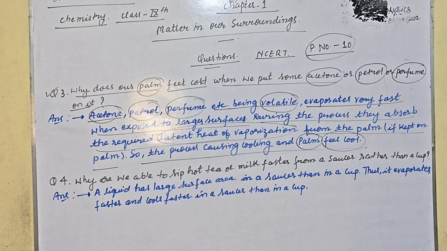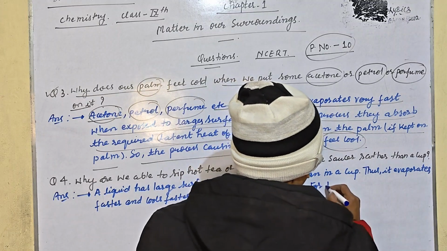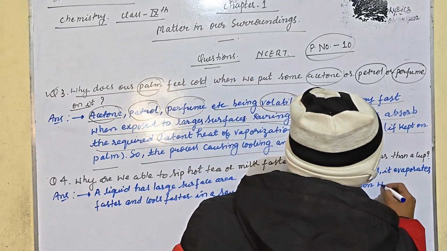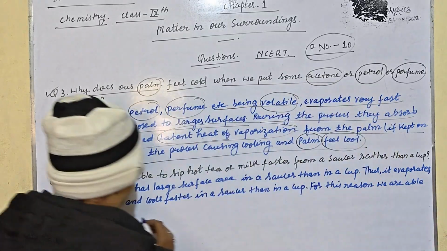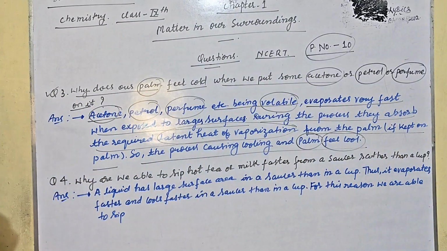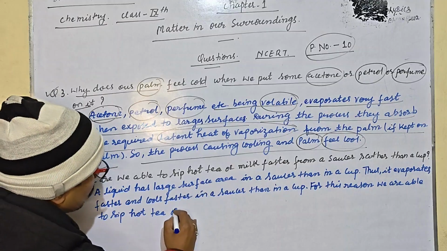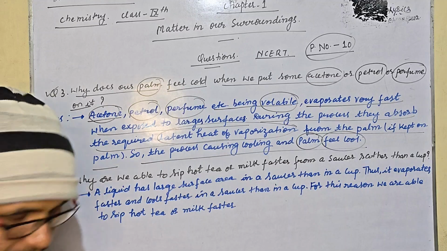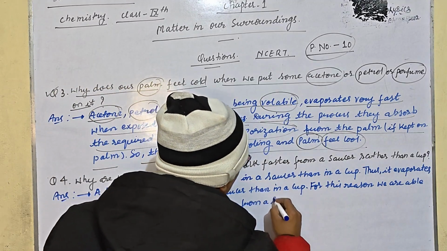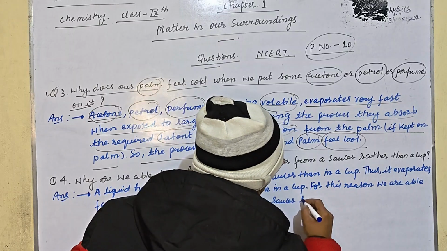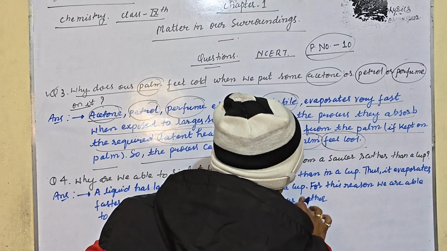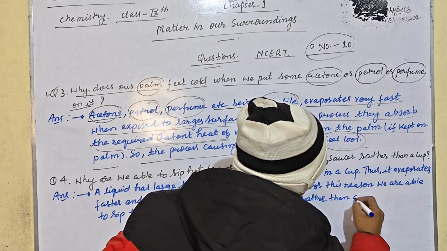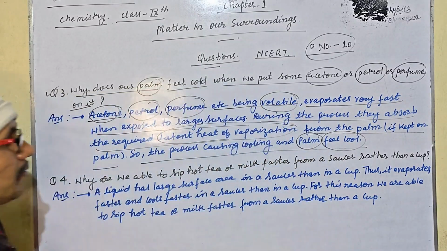This is question number 4. For this reason, we are able to sip hot tea or milk faster from a saucer rather than a cup. Okay, is it quite clear?